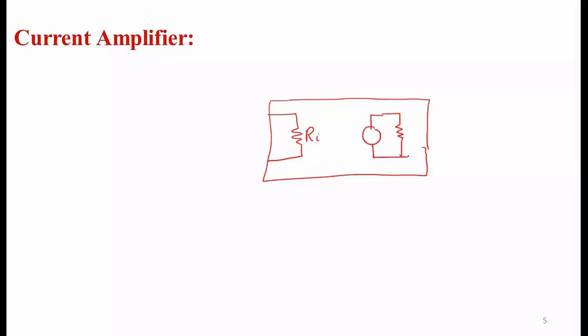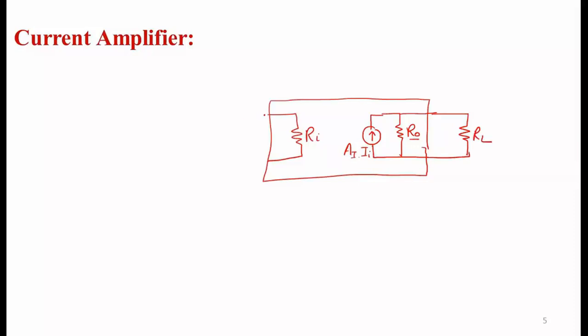Since this is the current amplifier, we have the R naught, the output impedance, in parallel with the current gain, which is equal to AI into II. Here also we have the load resistance, that is the RL.